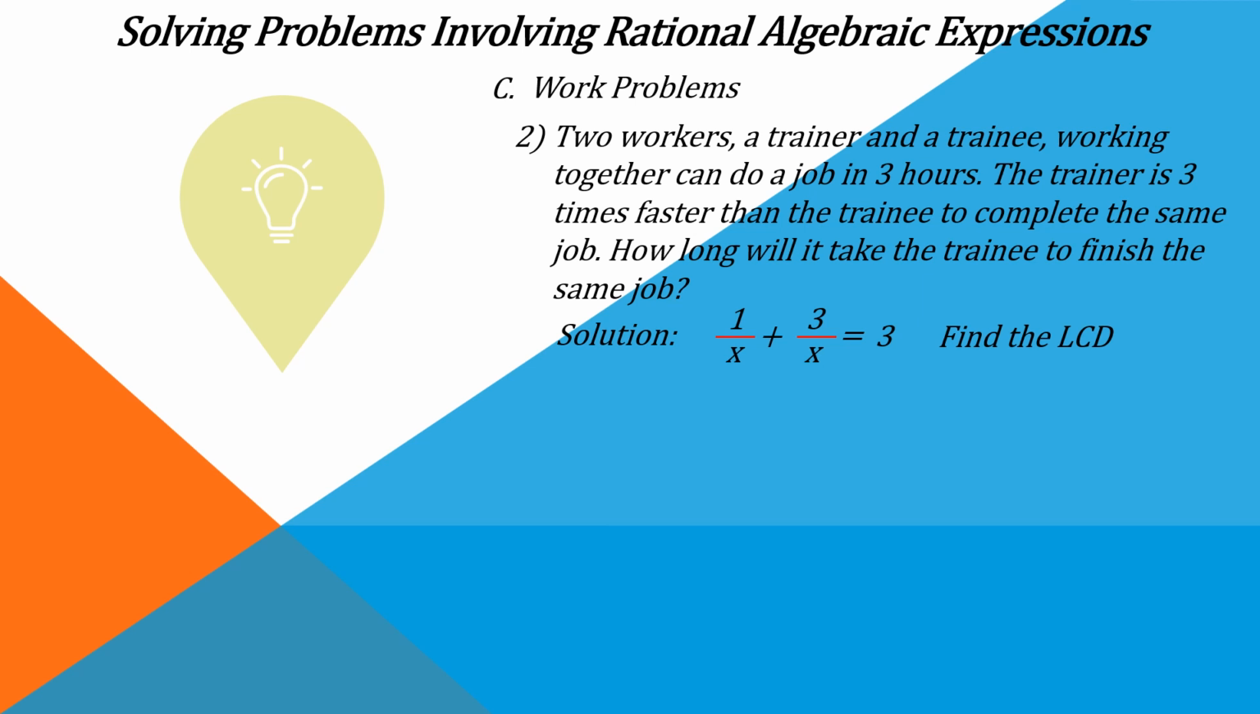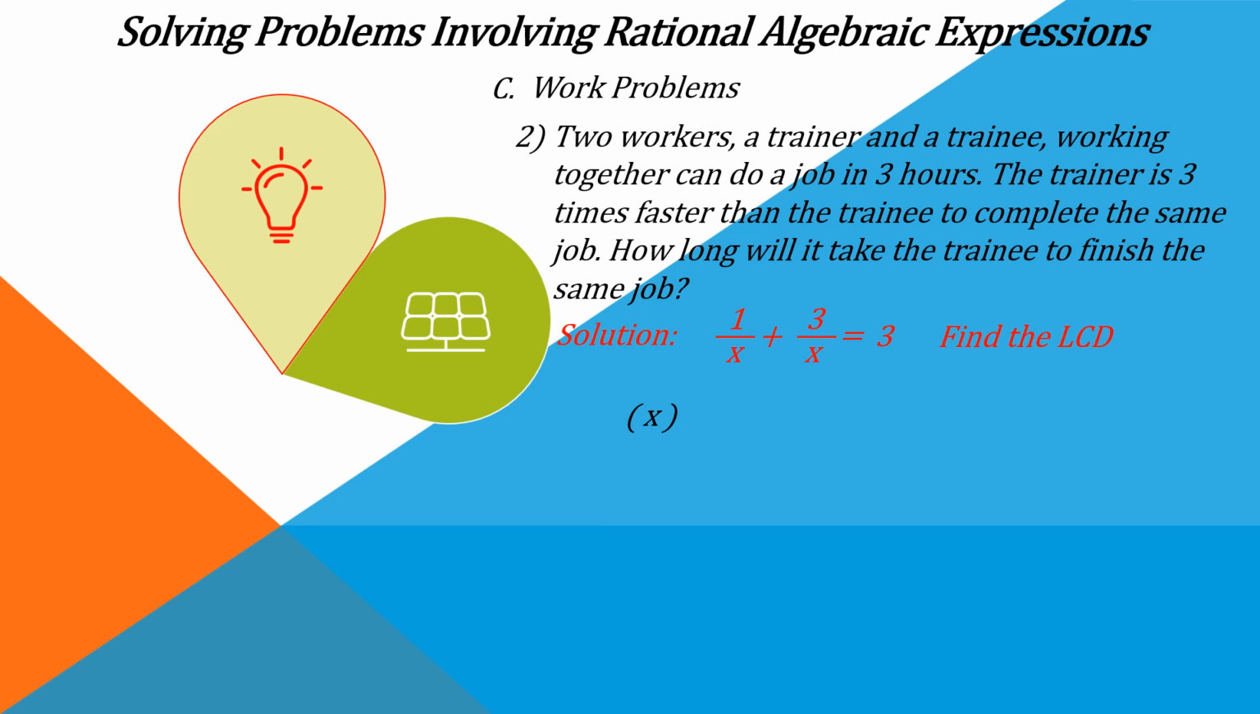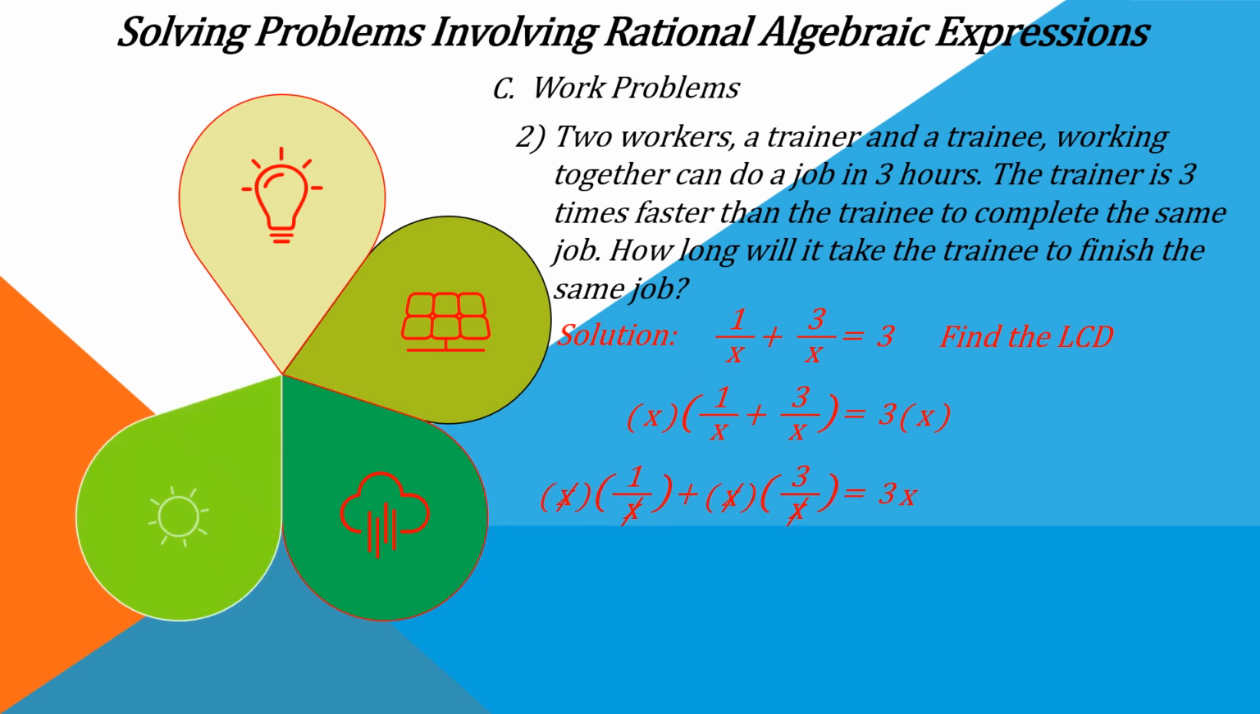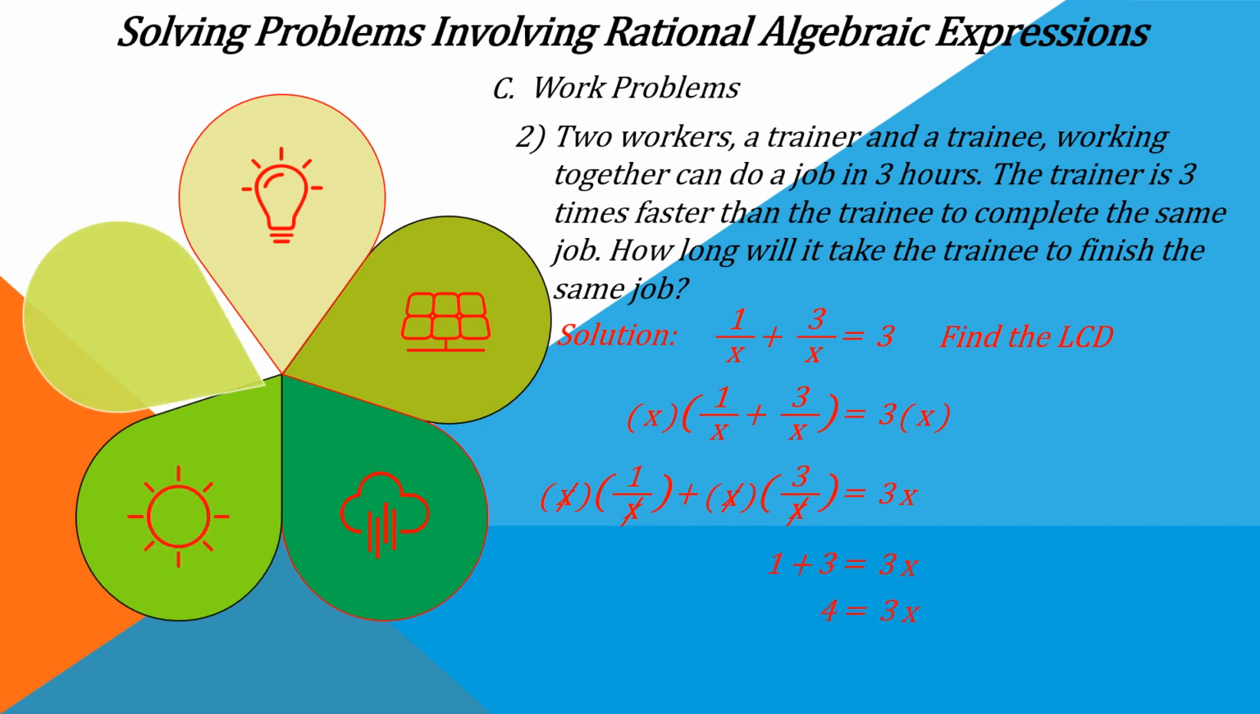Find the LCD. The least common denominator is x. So therefore, x multiplied by 1 over x plus 3 over x is equal to 3 multiplied by x. Or distribute x in the terms inside the bracket: x multiplied by 1 over x plus x multiplied by 3 over x is equal to 3x. And cancel x on x, and we have now 1 plus 3 is equal to 3x, and then 4 is equal to 3x. Or simply, x is equal to 4 over 3.